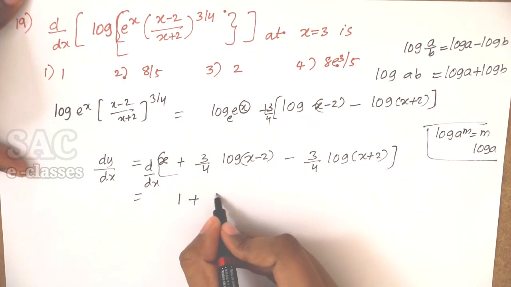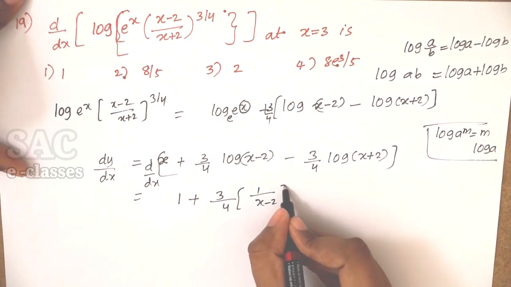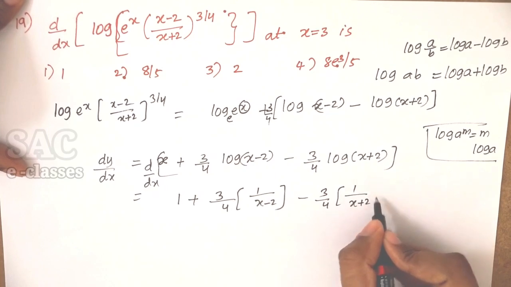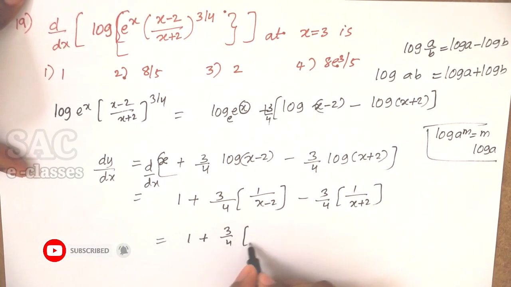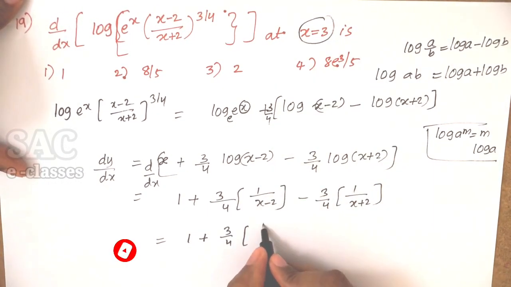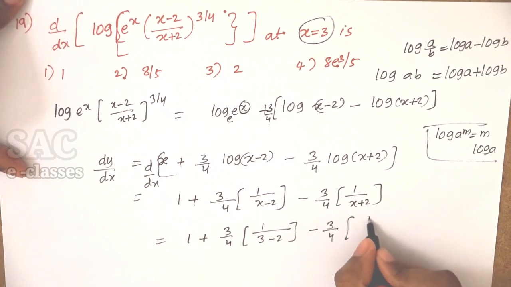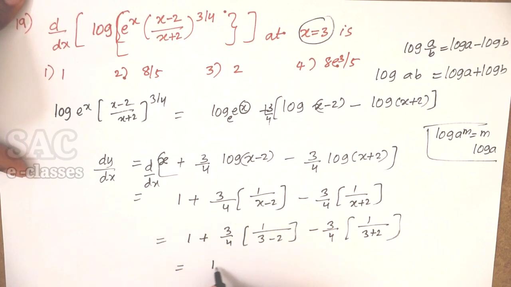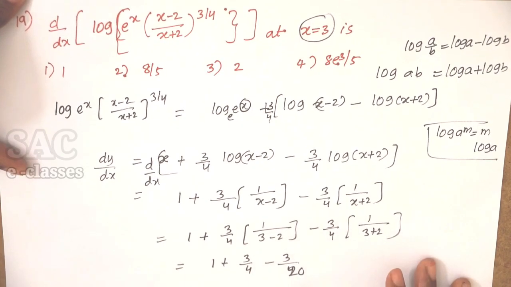Differentiation of x is 1. 3 by 4 into log of differentiation is 1 by x minus 3 by 4 into 1 by x plus 2. Now 1 plus 3 by 4 into, take that x value is 3, 1 by 3 minus 2 minus 3 by 4 into 1 by 3 plus 2. 1 plus 3 by 4 minus 3 by 4 into 5 means 3 by 20.